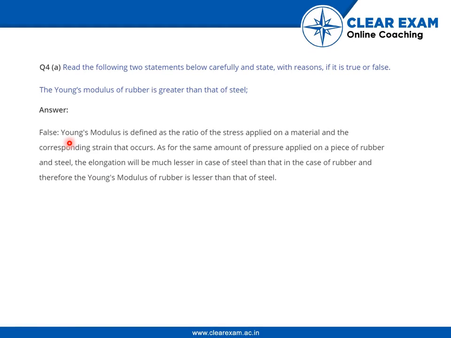It is a false statement, as Young's modulus is defined as a ratio of stress applied on a material and the corresponding strain that occurs. For the same amount of pressure applied on a piece of rubber and steel, the elongation will be much lesser in case of steel than that in case of rubber, and therefore Young's modulus of rubber is lesser than that of steel.